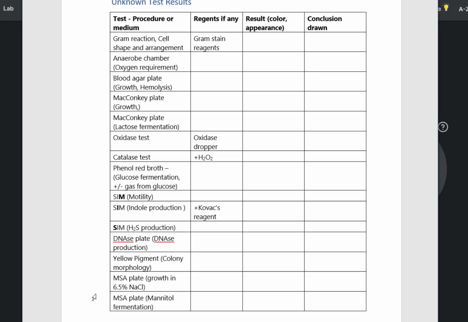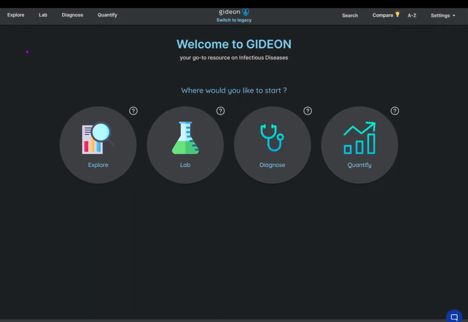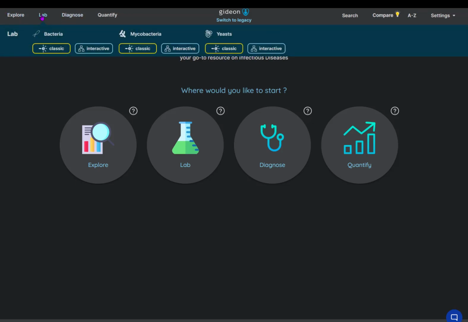But there are obviously many other tests. This is a small selection, and I'll show you how, once you know the results, to find out the identity of your organism. Again, in the lab, you would actually do these experiments with an unknown organism. If you're in the online environment, you have your adopter microbe, and you can find out what the characteristics are. But let's go over to GIDEON and explore it a little bit. Today we mainly talk about the lab part, the diagnosis of bacteria. We're not looking at mycobacteria or yeast, we just focus on bacteria.